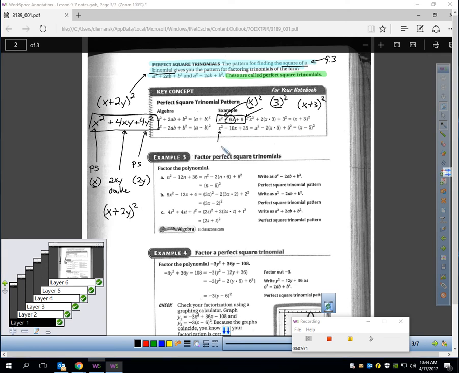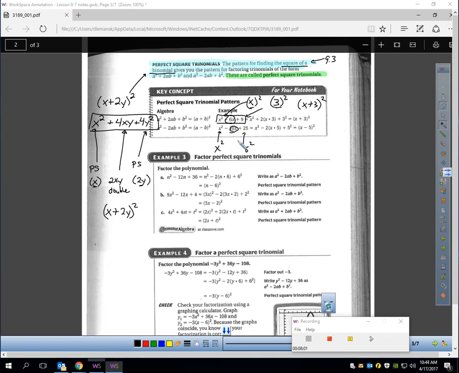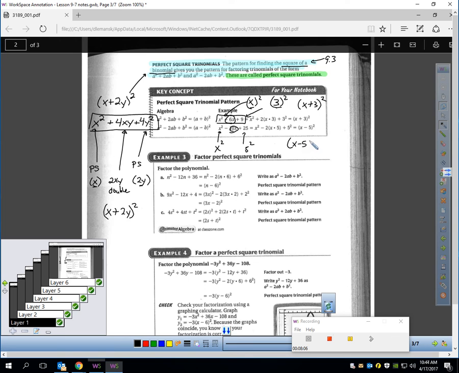Or this problem. x is being squared, that's a perfect square. 5 is being squared, 5 squared is 25, and if I take 5 times x and I double it, there's my 10x. Okay, now they have a subtraction here, so the proper factoring would be x minus 5. There's my x and 5, x minus 5 squared. Okay? That's called a perfect square trinomial. It's the complete reverse of the square of a binomial pattern you learned earlier in the chapter.